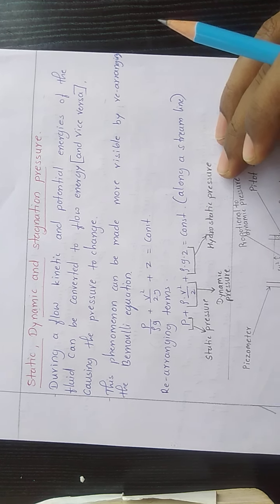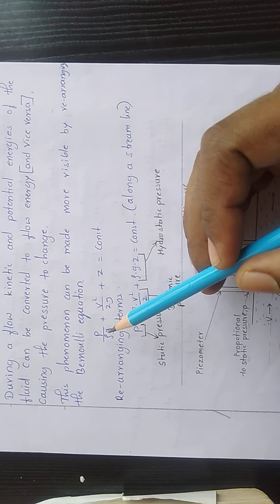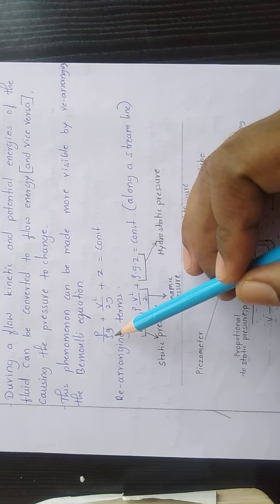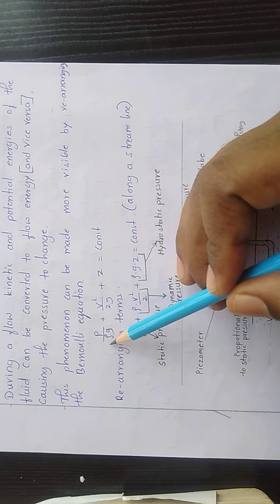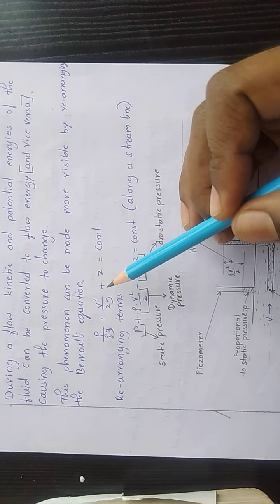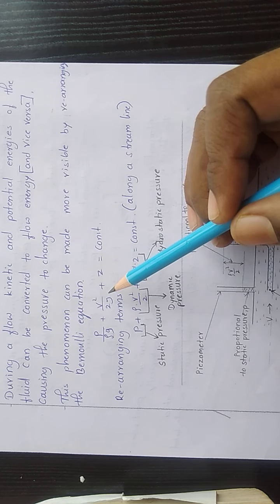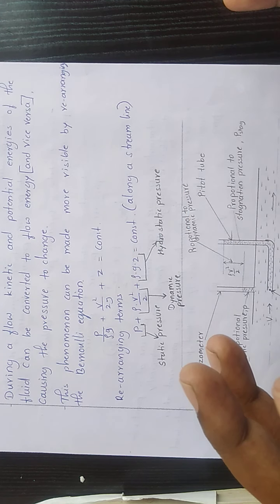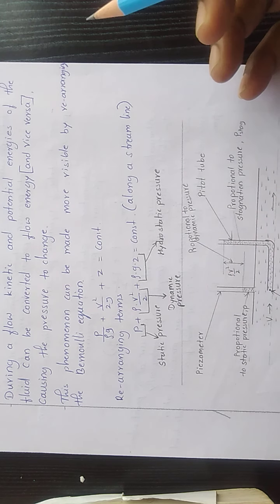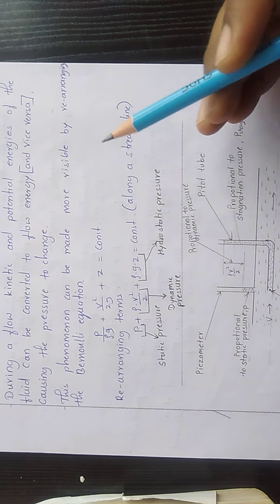Okay. So we know the Bernoulli's equation. What is the Bernoulli's equation? It is P by rho g plus V square by 2g plus Z. It is nothing but a conservation of energy principle. One form of energy converts into another form of mechanical energy, but when you consider all the energy, the sum of all the energy remains constant. That is the Bernoulli's equation.